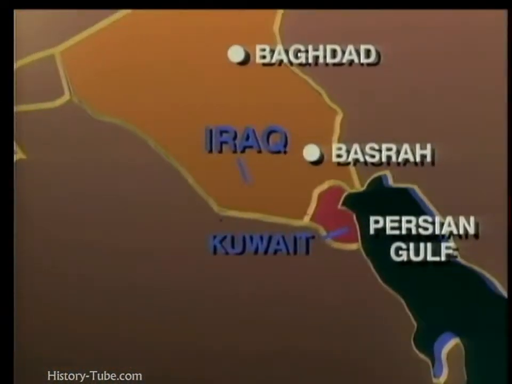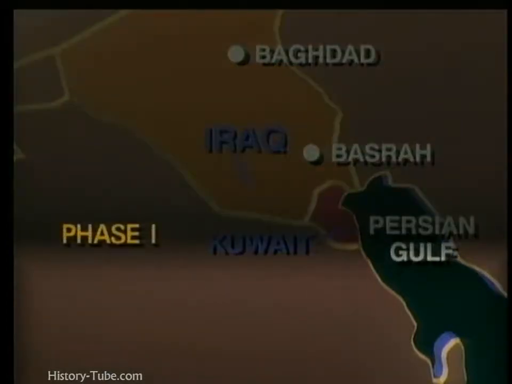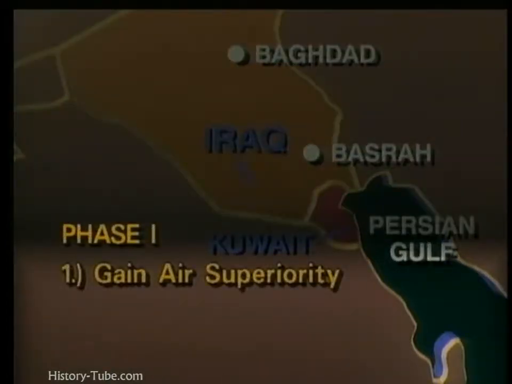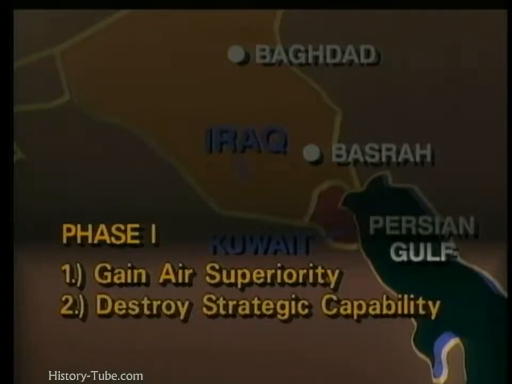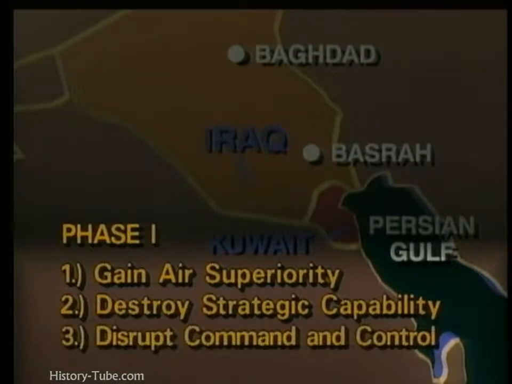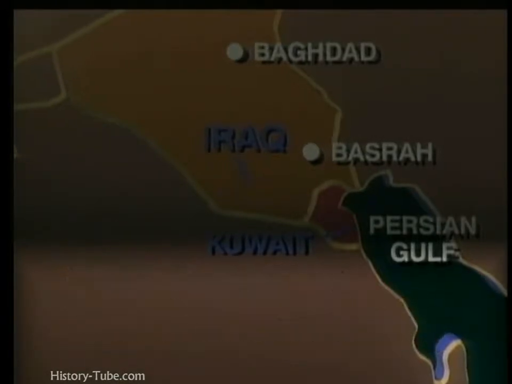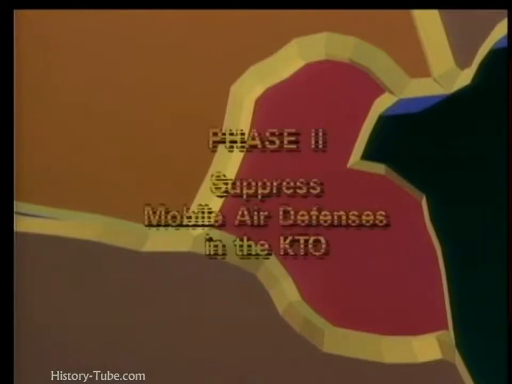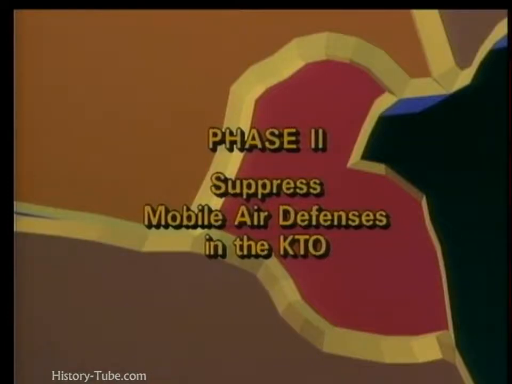The Desert Storm air campaign would have four phases. Phase one had three goals: gain air superiority, destroy Saddam's strategic capability, namely his NBC weapons and long-range missiles, nicknamed Scuds, and disrupt his command and control. The Allies estimated the first phase would last 20 to 25 days. Phase two would be short. The Allies planned on taking one day to suppress mobile air defenses in the KTO, or Kuwaiti Theater of Operations.